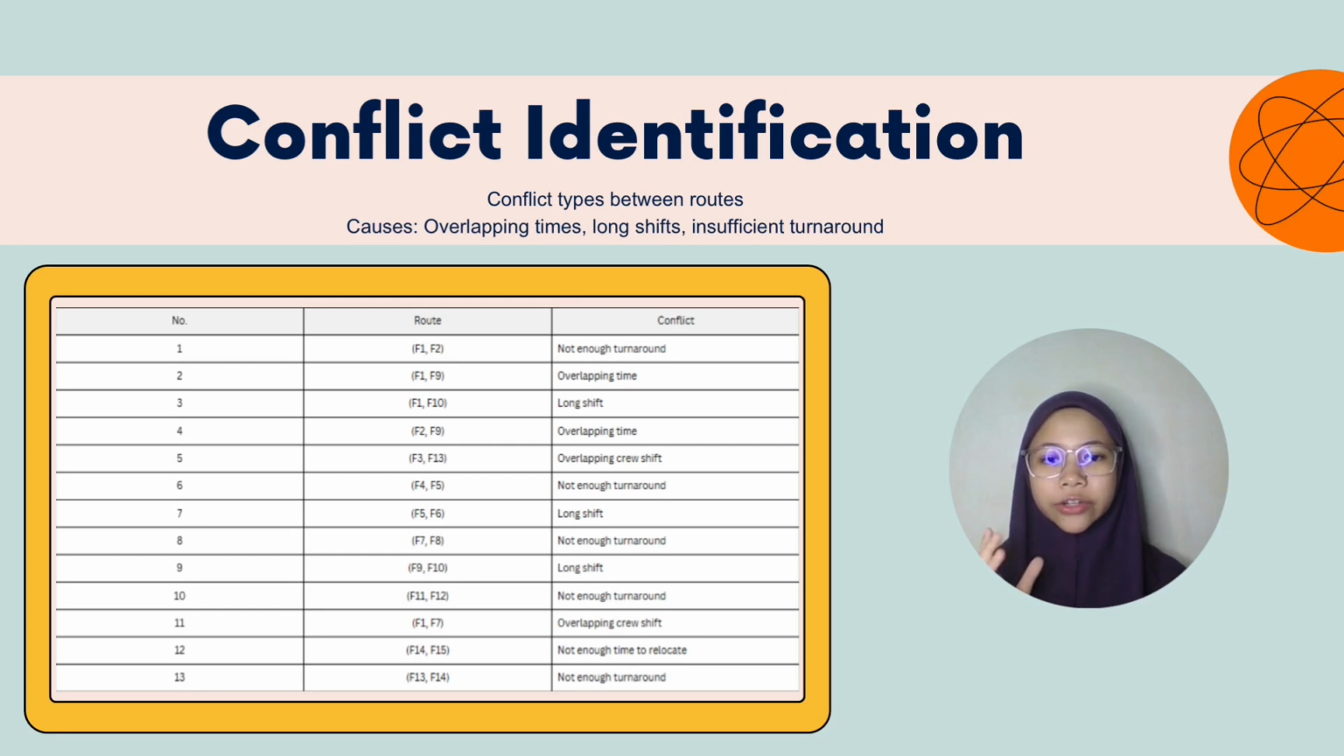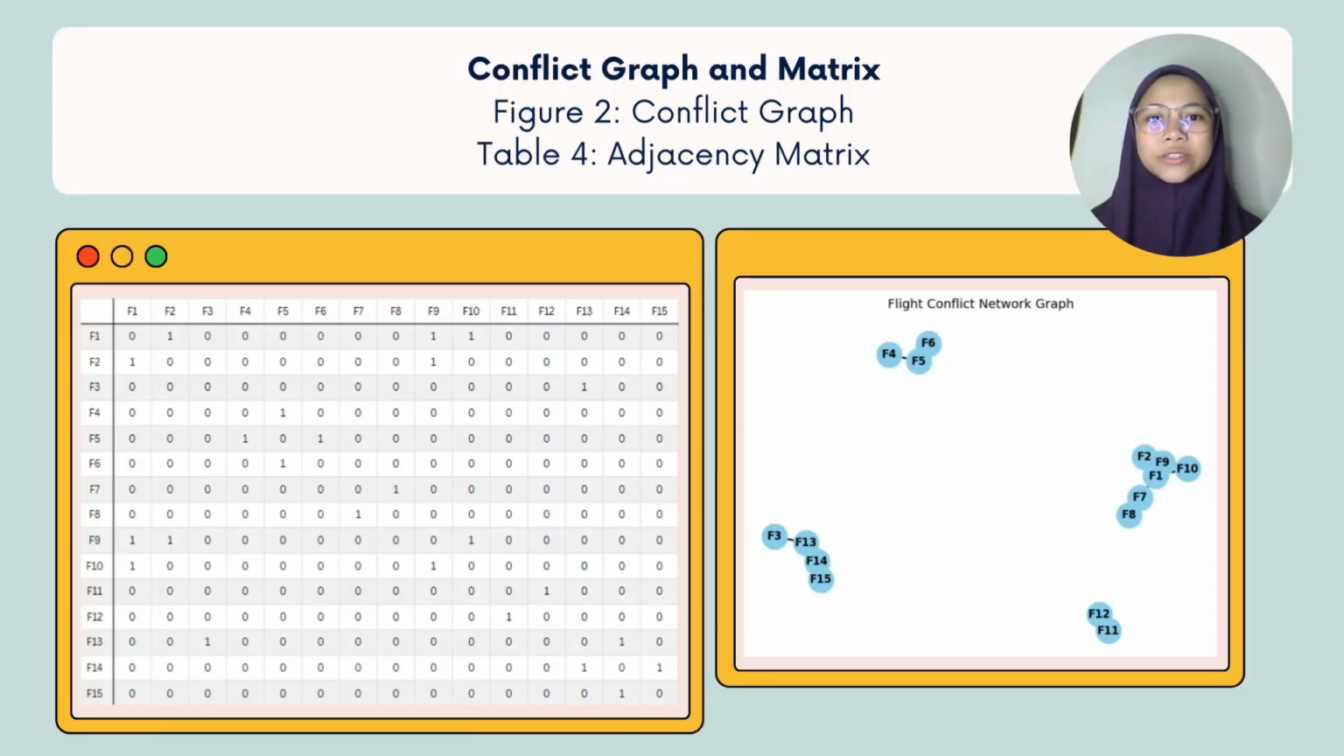Each conflict was recorded as a connection between two conflicting flights. So this is the conflict graph and matrix. Figure 2 is a visual representation of the conflicts, while Table 4 shows the adjacency matrix, which uses binary values to indicate whether a conflict exists between any two flights. We create a 15 by 15 matrix to represent the conflicts. A 1 means two flights conflict, while 0 means no conflict.